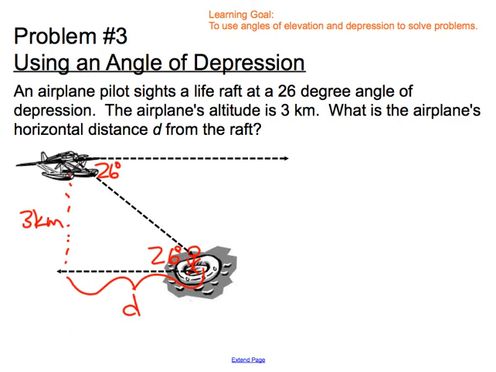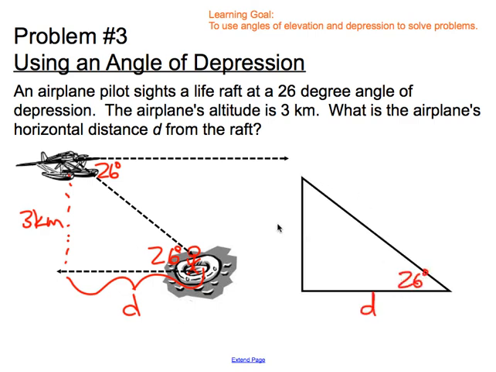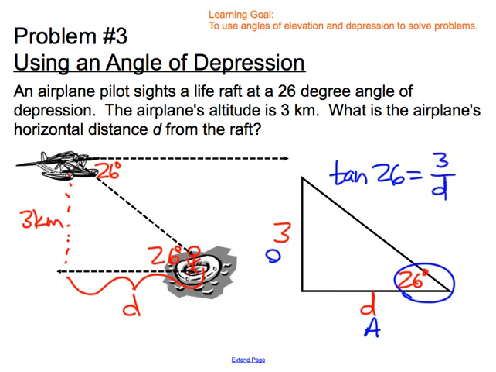Let's go ahead and separate that out from the figure. So here we have the 26-degree angle. We're looking for the horizontal distance d. And we know that this is 3 kilometers above the water. So our reference angle is 26 degrees. We have the opposite side, and we are looking for the adjacent side. So we're going to use tangent. Tangent of 26 degrees is going to equal the opposite, 3, divided by the adjacent, which is d.